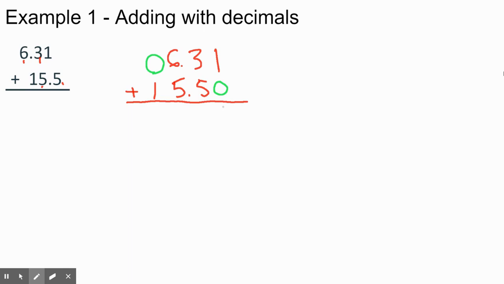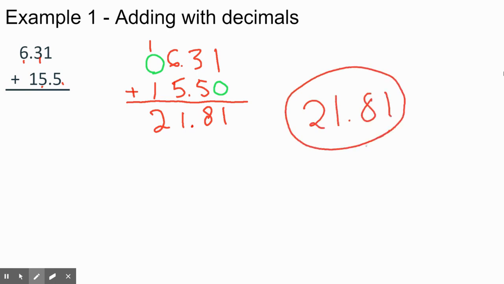We have 1 plus 0. It's 1. Amazing. We have 3 plus 5, which is 8. We have 6 plus 5. It's 11, so we're going to put a 1 down there. We'll carry our 1 here. And then we have 1 plus 0 plus 1, which is, of course, 2. And then we just take our decimal from where it was, and we put it in the exact same spot that it would be. So that gives us our answer of 21.81.